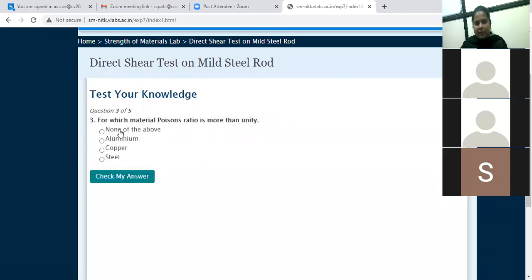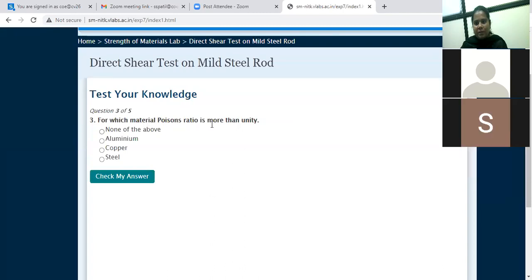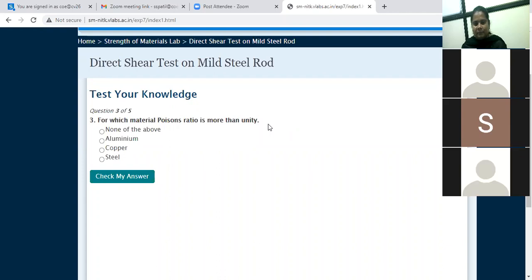Then the third question: for which material is Poisson's ratio more than unity? We already discussed this in the GATE or advanced technical teaching classes. What is the range of Poisson's ratio for engineering materials? 0.5 to 1. Anyone?